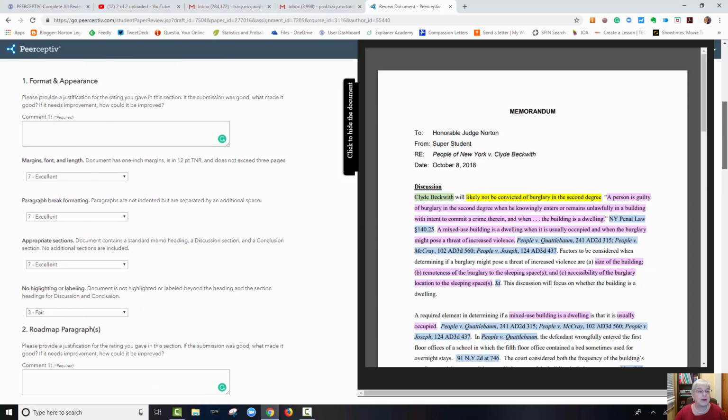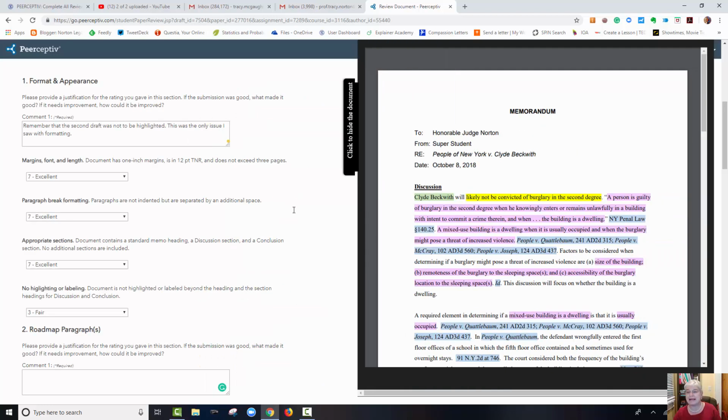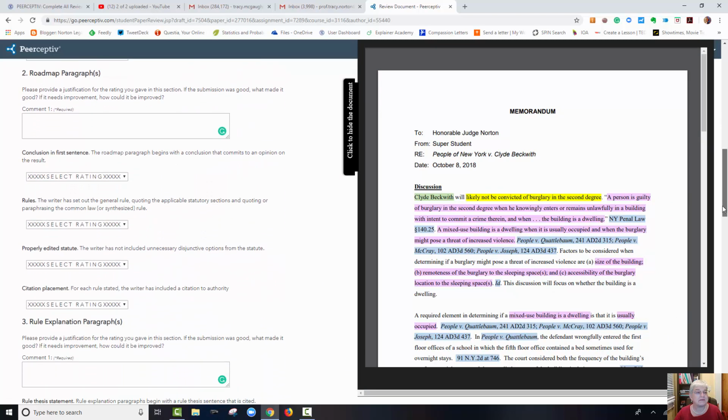Okay, so the only thing that was off base there on the format and appearance was the highlighting. Remember that the second draft was not to be highlighted. This was the only issue I saw with formatting. Okay, so that gives a nice specific instruction. Here's exactly why I'm giving you these ratings.